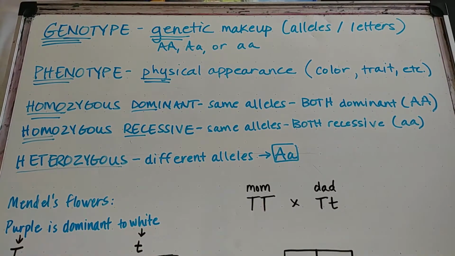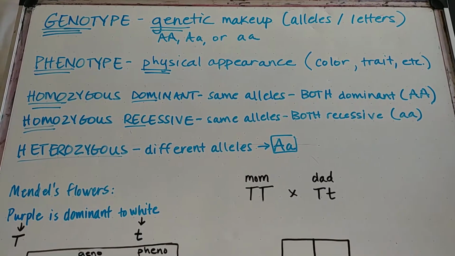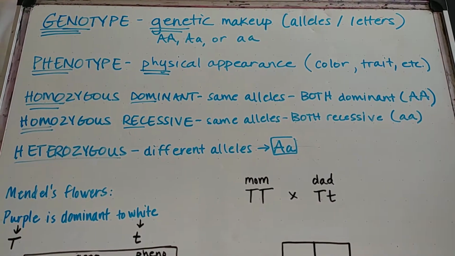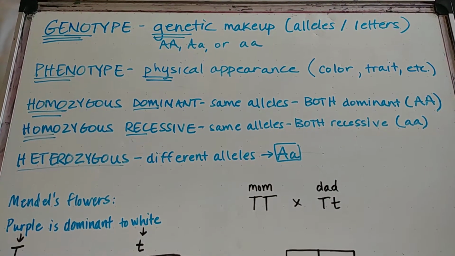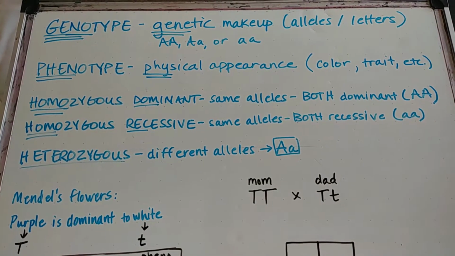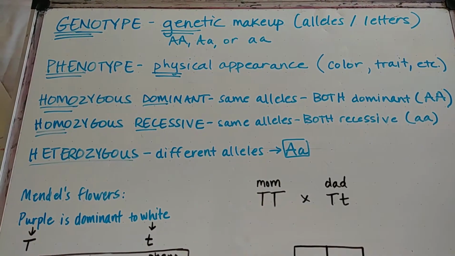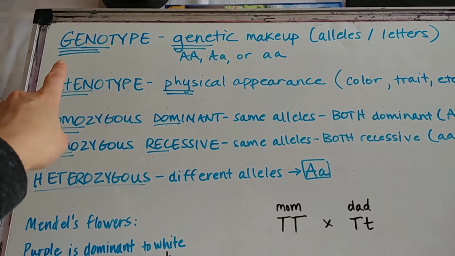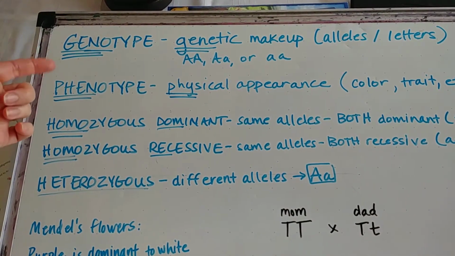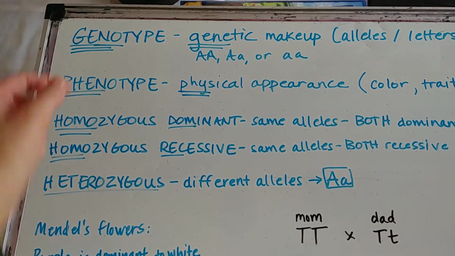So let's go over some of your vocab for today, and then we'll start doing some Punnett Squares together. So first of all, we have a lot of vocab, but I've got some tricks to help you remember them to make it go a little easier for you. So my first one is genotype and phenotype.